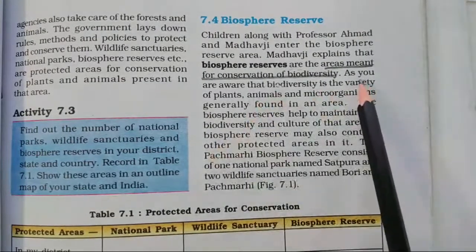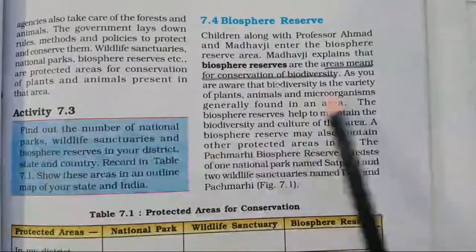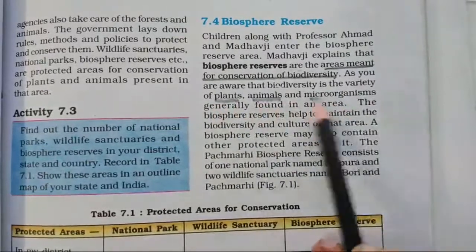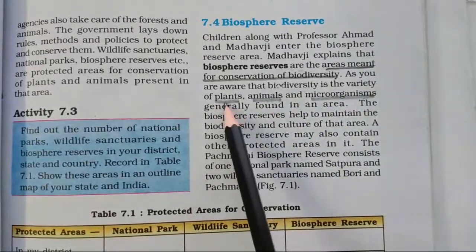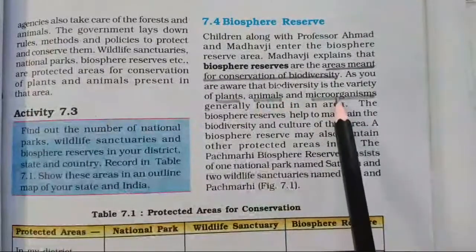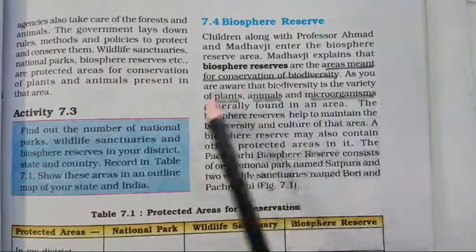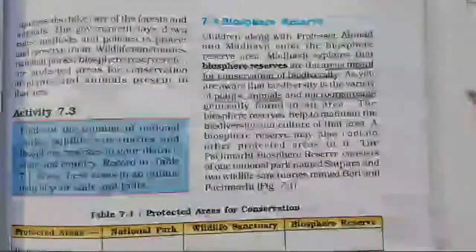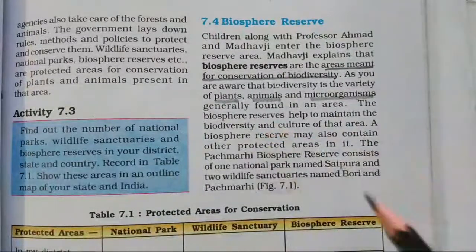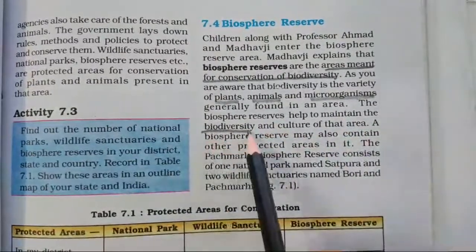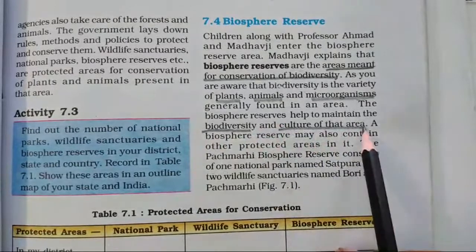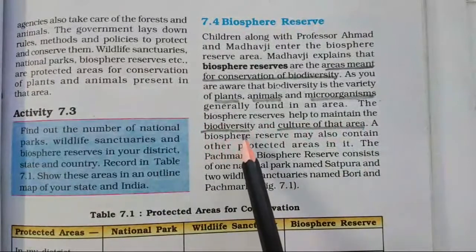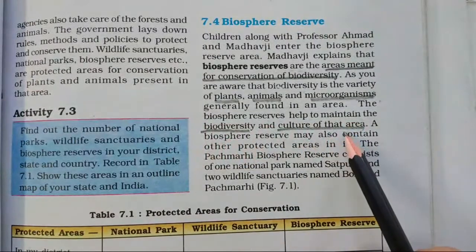So here it is describing that biodiversity is the variety of plants, animals and microorganisms. Three components are there. We will not say that there are only trees or only animals, but there are microorganisms also, and all three are found along with non-living things. These are all living things, components of biodiversity. A biosphere reserve helps to maintain biodiversity and culture of that area. What is the meaning of that?